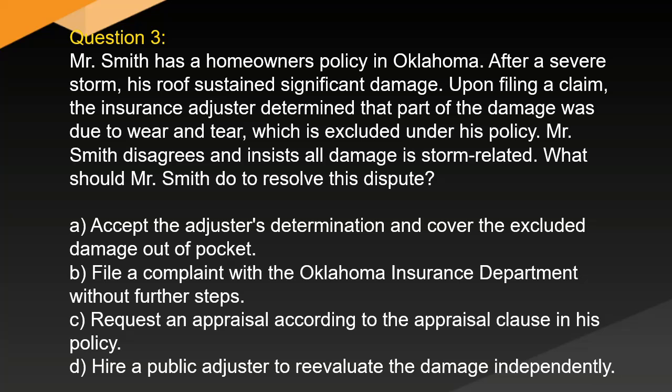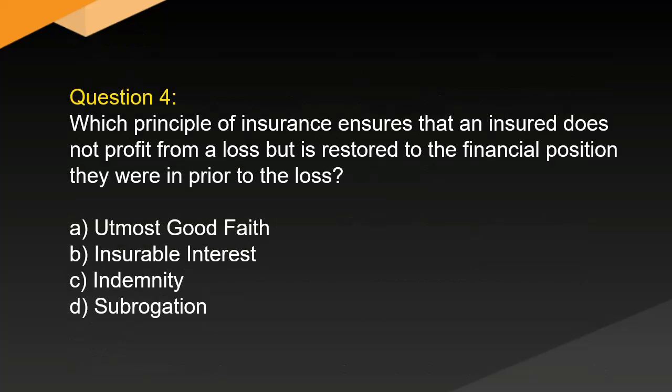A. Accept the adjuster's determination and cover the excluded damage out of pocket. B. File a complaint with the Oklahoma Insurance Department without further steps. C. Request an appraisal according to the appraisal clause in his policy. D. Hire a public adjuster to reevaluate the damage independently.